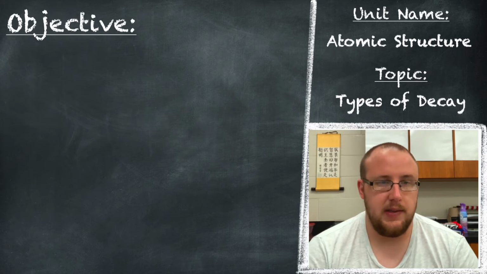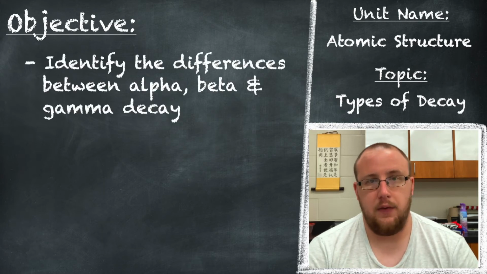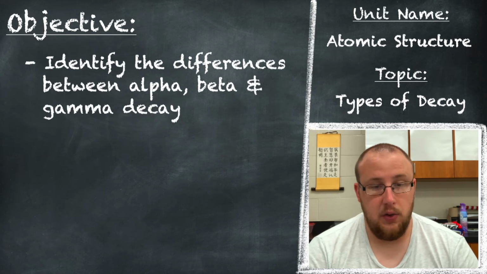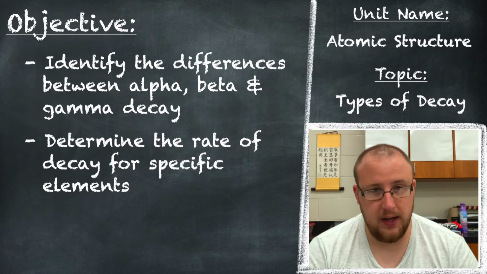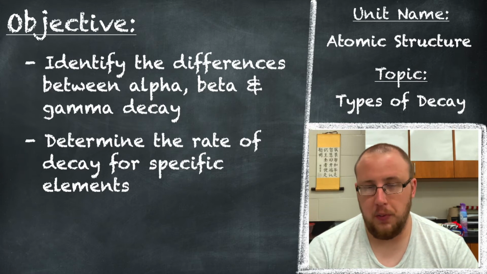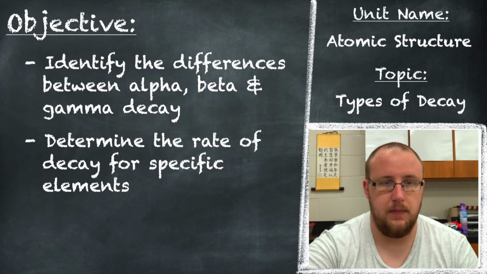Our objectives are, what I want you to understand before the end of the day, is I need you to be able to identify the differences between alpha, beta, and gamma decay. I also need you to be able to determine the rate of decay and half-life of specific elements. We'll show you how to do that in a bit, but those are our two main things we're going at. Now, let's dive into our lesson.